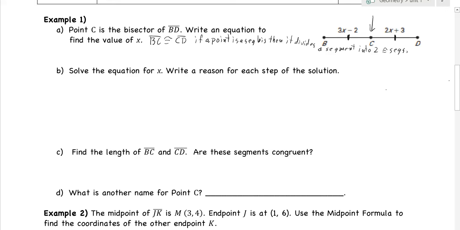What does it mean for BC to be congruent to CD? If two segments are congruent, then they have the same length. So that lastly, we can write the equation 3x minus 2 equals 2x plus 3 by substitution.